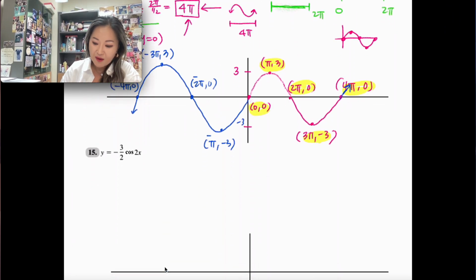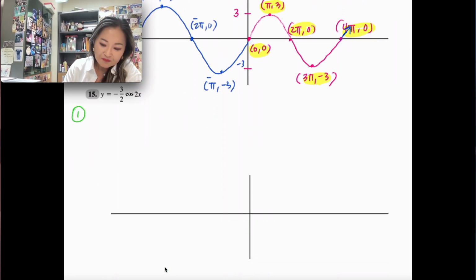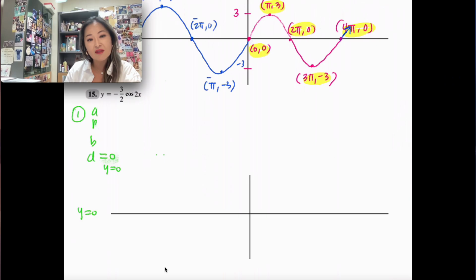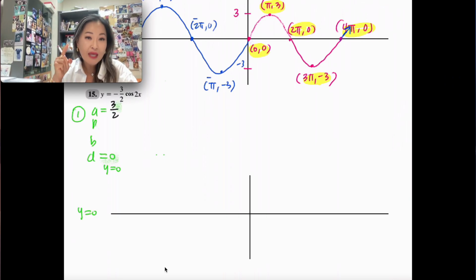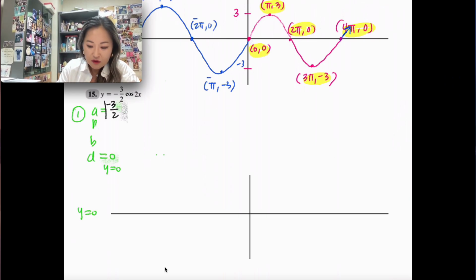Well, this one's going to be way more exciting, guys. First step, peanut butter. And I know that my midline is 0, so y equals 0. I didn't identify that earlier, but I'm going to do that now. Now, amplitude, watch this. This amplitude is actually 3/2, because amplitude cannot be negative. It's actually the absolute value, right? Because it's the height. So I'm going to put 3/2.